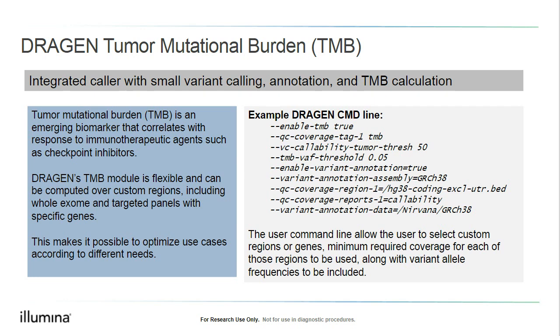Here we are showing an example DRAGEN command line, and some of the command line options are where the tunability or the customization can happen. So if you see here, there is a VC callability tumor threshold parameter, which is set to 50 in this example, which essentially tells you the coverage that you can set for calling TMB. Also, you can enable the VAF threshold via the command line, and you can introduce a bed file that essentially tells the TMB module the regions that it needs to run over. So again, this customization is completely at disposal to the customer, and they can then adjust these settings depending upon their sample type.